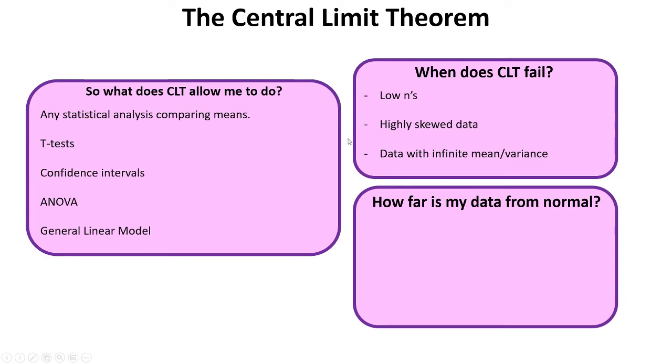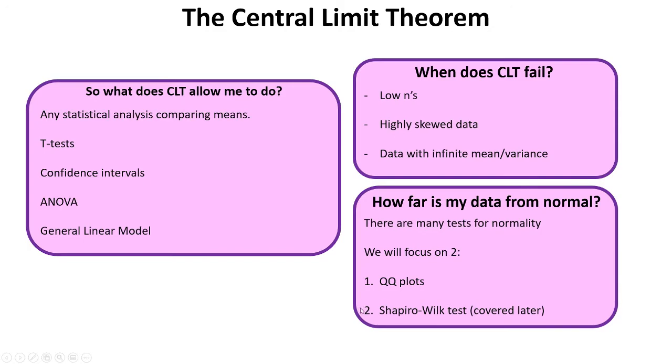But then you have to ask the question, all right, so what if I have an n of 20? How far is my data from normal? There are a lot of tests for normality, and we'll focus on two for this course: quantile plots and the Shapiro-Wilk test. We're going to cover the Shapiro-Wilk test a bit later, after we know what hypothesis testing is, which will be introduced in some of the coming lectures. For now, let's focus on these QQ plots.